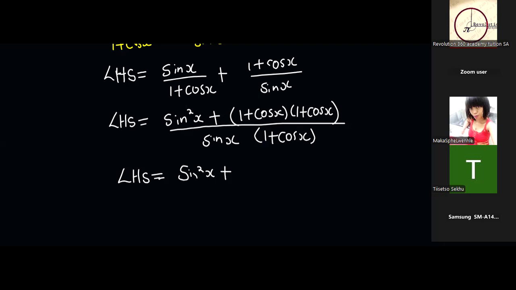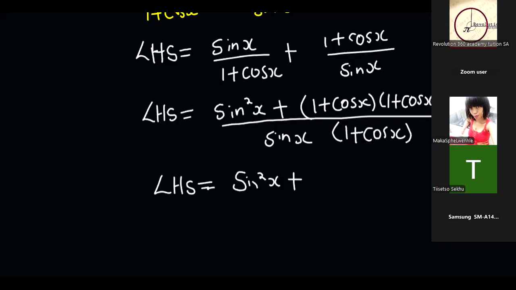Sir, can you please rephrase that? You said that when there's a multiplication in the middle, what do we do? When there's a plus sign or a minus sign, you cross multiply. And when there's a multiplication sign, you multiply the numerator and the numerator, the denominator and the denominator. Do you understand? Okay, sir, thank you.